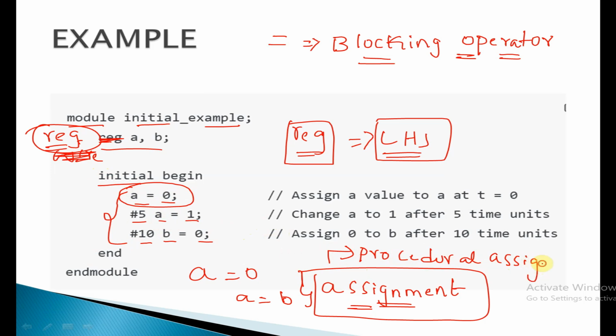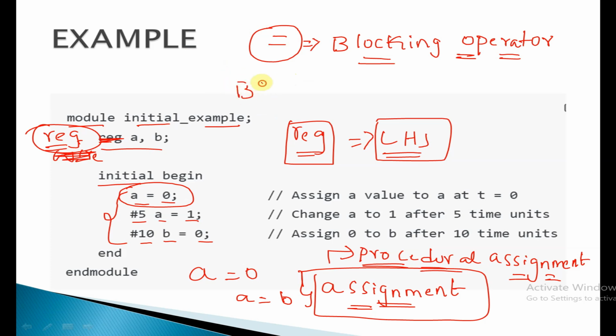Since this assignment is happening inside a procedural block, this type of assignment is known as a procedural assignment. If you have encountered this particular term, I hope now you have a clear idea why it is known as a procedural assignment. And the operator which we are using here is a blocking operator. We have two types of operators that we will discuss in detail in our upcoming slides.